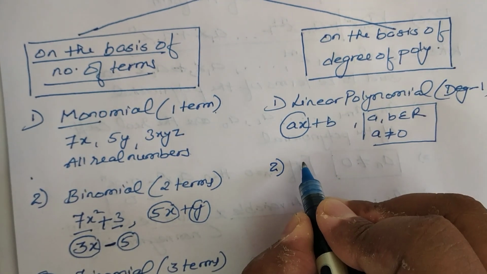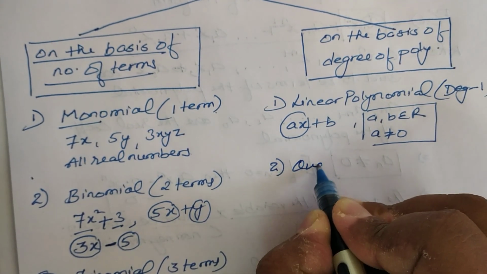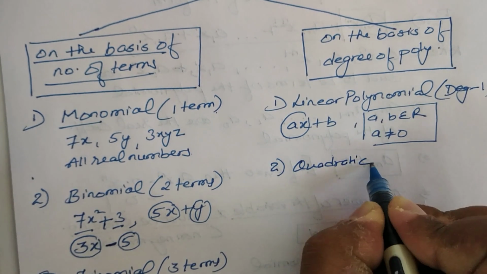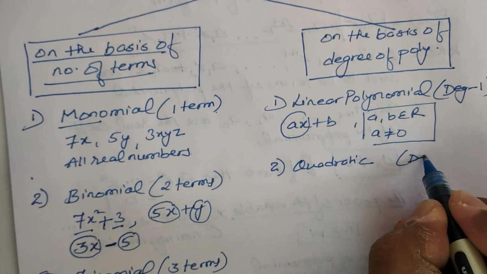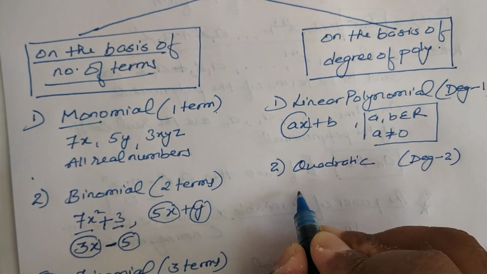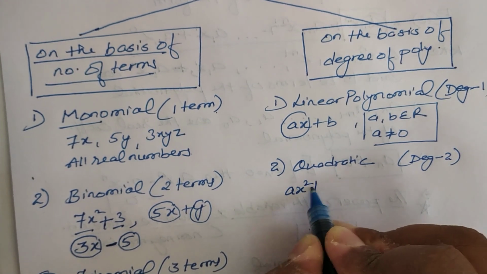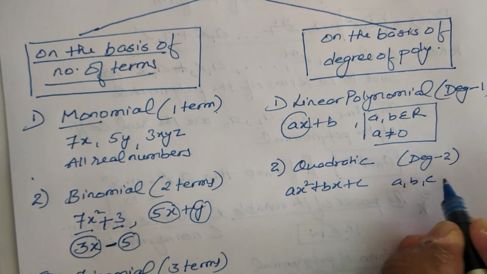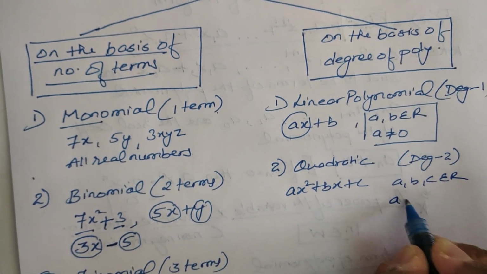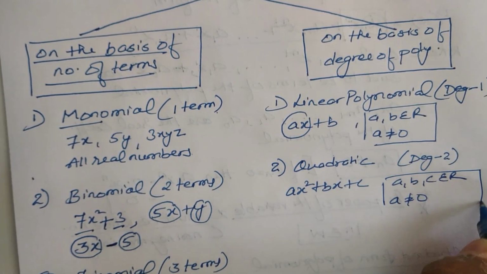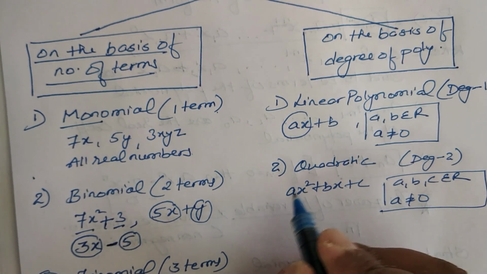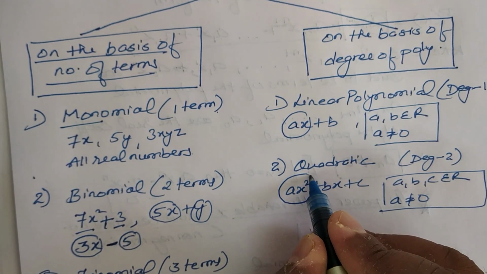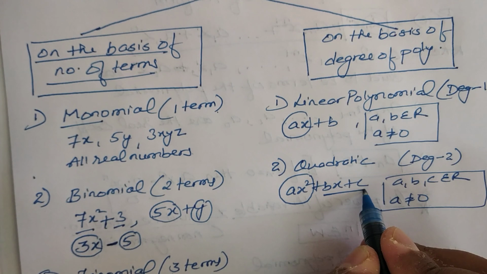Second, we have quadratic polynomial whose degree is 2. General form is ax square plus bx plus c, where a, b, c belong to R and a should not be equal to 0. The same thing, if a becomes 0, then this term will vanish. 0 into x square is 0, and it will reduce to a linear polynomial.